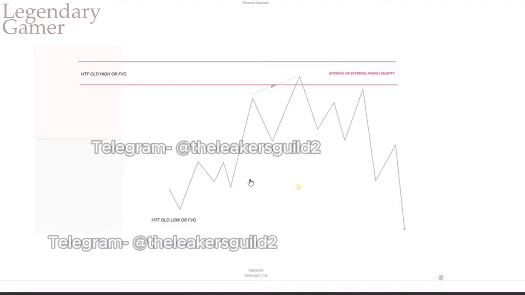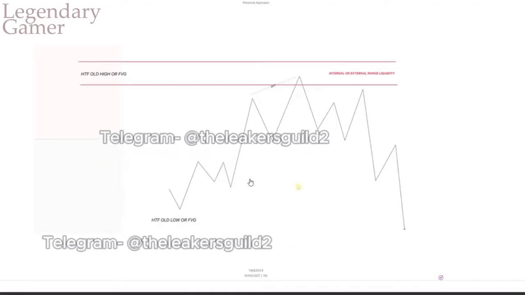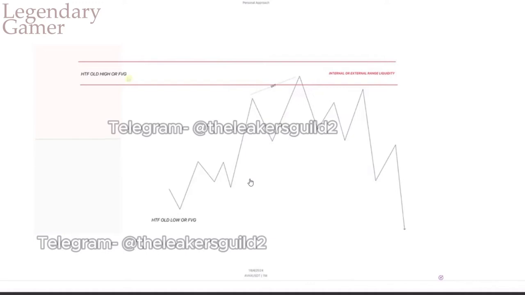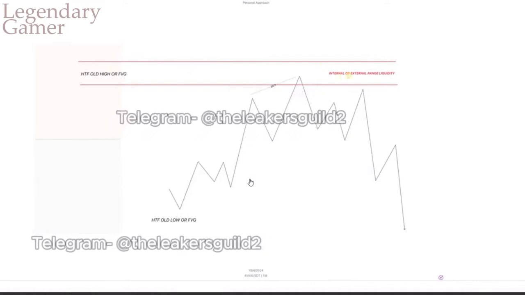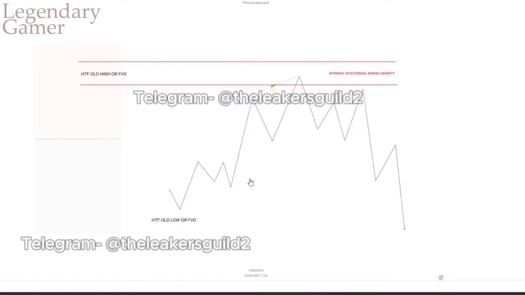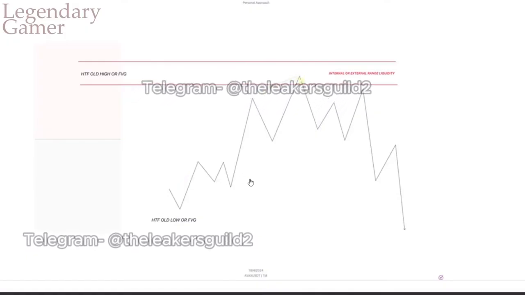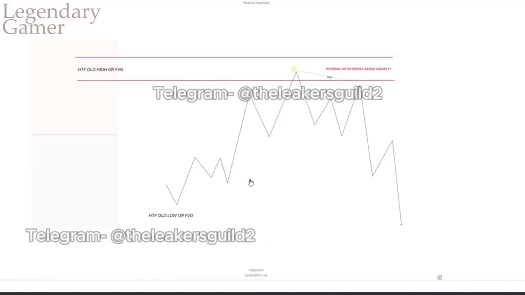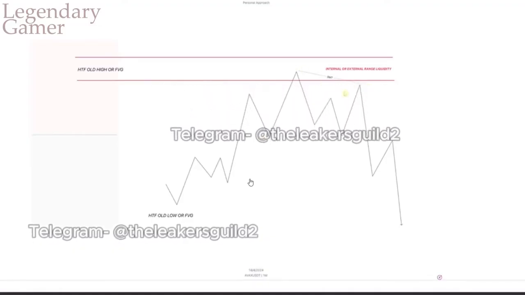Same thing over here. We've got a bearish schematic, right? A higher time frame old high or a fair value gap, which is either internal or external range liquidity. So if price hits that, we want to see that SMT form within that key level. It's either on this high or after we go into sell side of the curve.